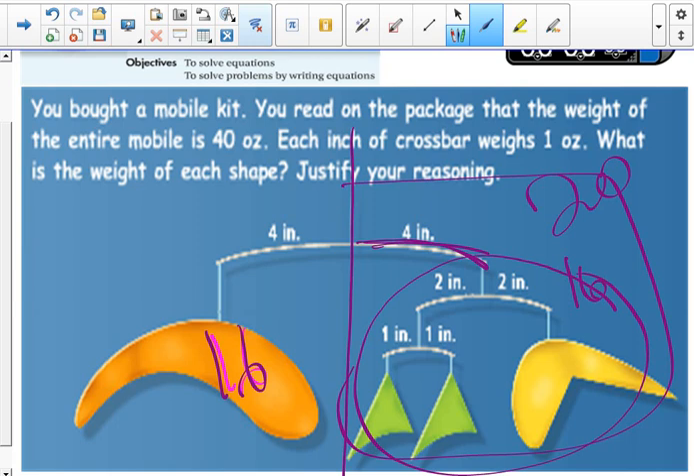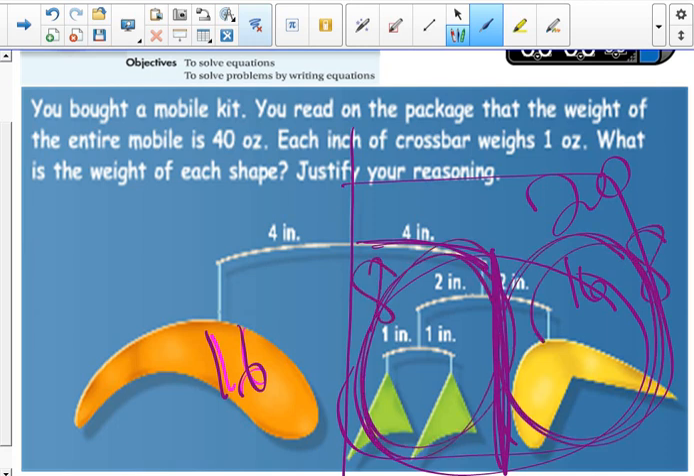Okay, now let's divide this in half. So half of the 16, that means that this side is 8 ounces and this side is 8 ounces. So let's do the more simple side right here. So if this is 8 and we've got 2 inches of bar, then the weight of this yellow shape is going to be 8 minus 2, which is 6. Okay?